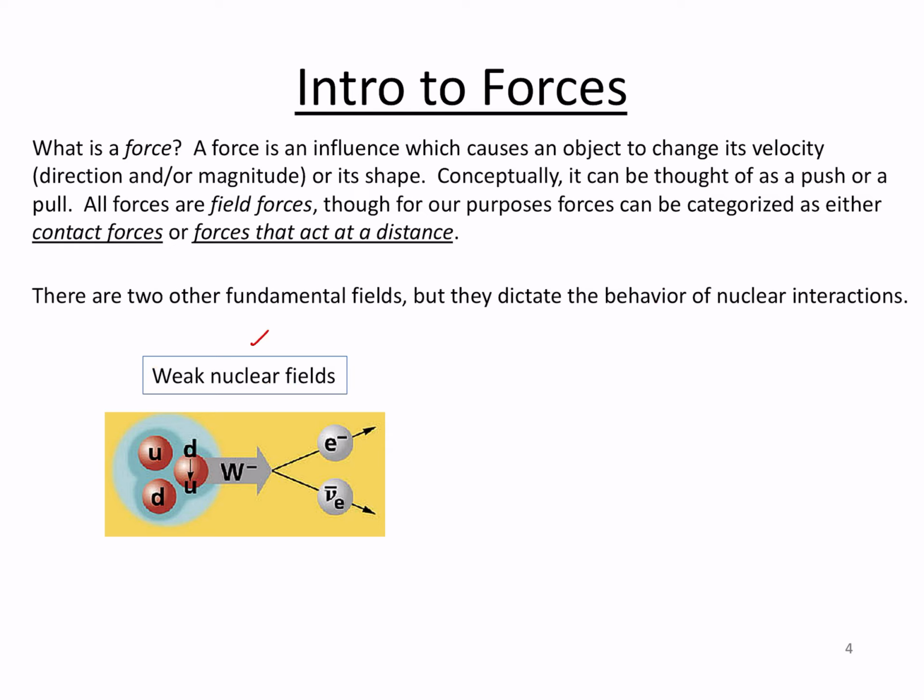There's weak nuclear fields, which govern interactions like this one, where a free neutron, so not bound into an atomic nucleus, for instance, one of its quarks here decays from a down quark to an up quark, which turns it into a proton and a W minus boson, which then further decays into an electron, so that's this thing right here, and an antineutrino over here.